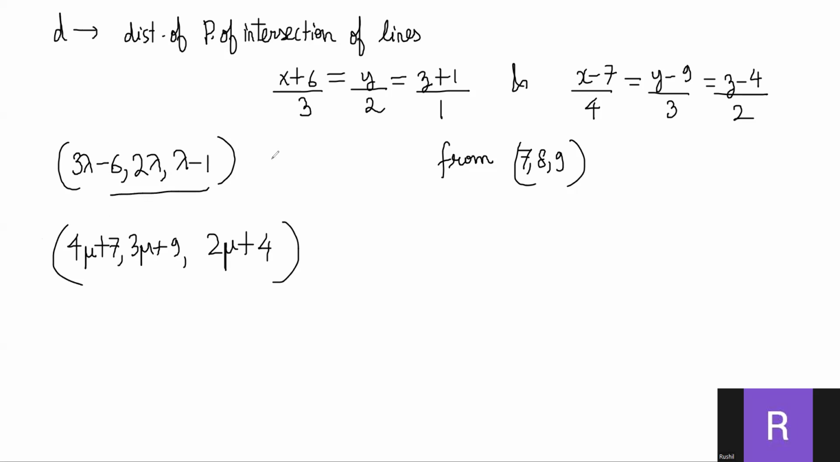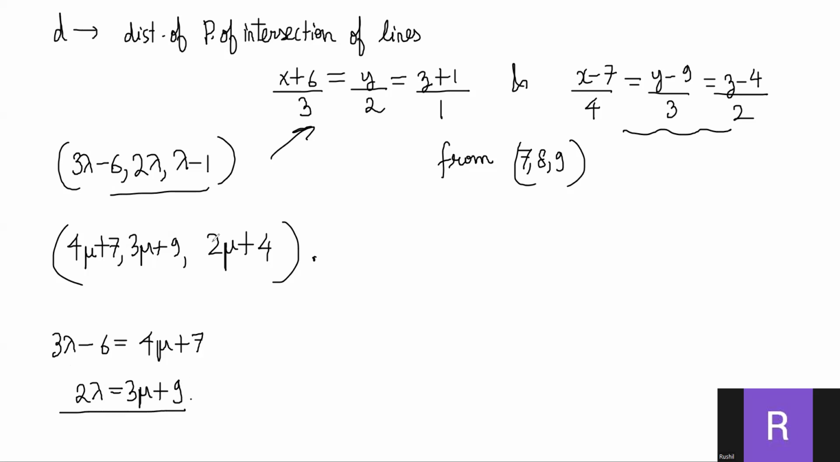This is a point on this line, this is a point on this line. If there is a point of intersection, then they must match. So you will say 3 lambda minus 6 should be 4 mu plus 7. And another pair of equations, 2 lambda should be 3 mu plus 9. If you solve these two, the third one will automatically match. It has to match. If there is no match, then there is no intersection.